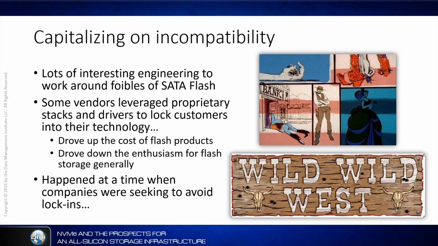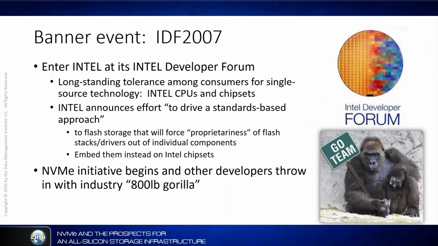And I think a lot of companies came to that conclusion, especially since the advent of flash corresponded with the dawn of the Great Recession, and companies were being a little more circumspect about what they were spending money on. So companies were trying to avoid lock-ins, and that squelched the early enthusiasm around flash technology. Now, the banner event, or the game changer, happened, if you look at the recent history, at the Intel Developer Forum in 2007.